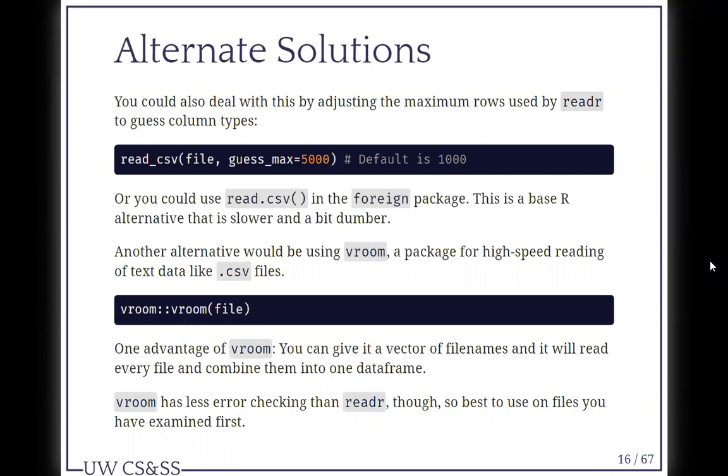Another alternative would be using the vroom package, a package for high-speed reading of text data like .csv files. One advantage of vroom is you can give it a vector of file names, and it will read all of the files and then combine them into a single data frame. That's a lot of power, and it reads it really, really quickly. But vroom also has less error checking than readr. So it's best to use files that you already know what all of the columns are going to be like and already know what to expect before you start binding rows on many gigs of data.